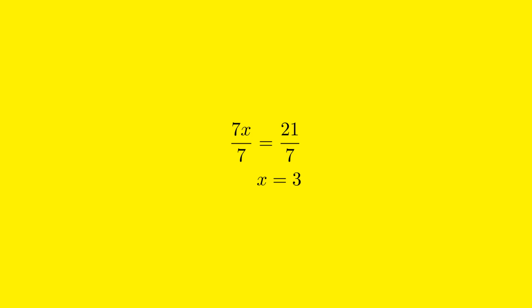Therefore, after dividing both sides of the equation by 7, we have successfully isolated x. Our final equation is x equals 3. This concludes step 2 and the problem-solving process. We have determined that the value of the variable x is 3.